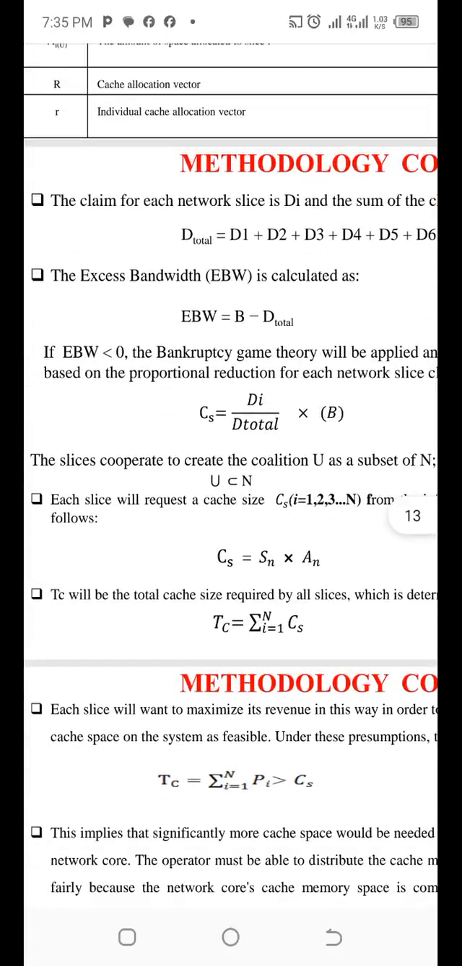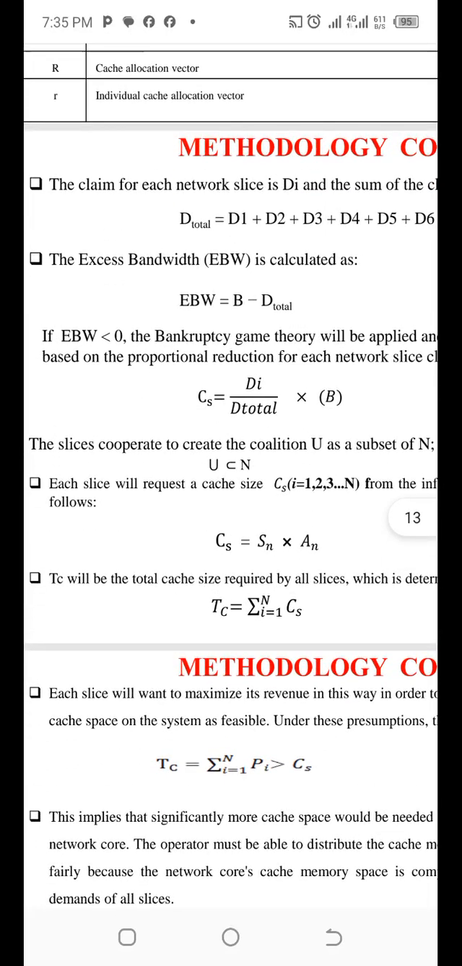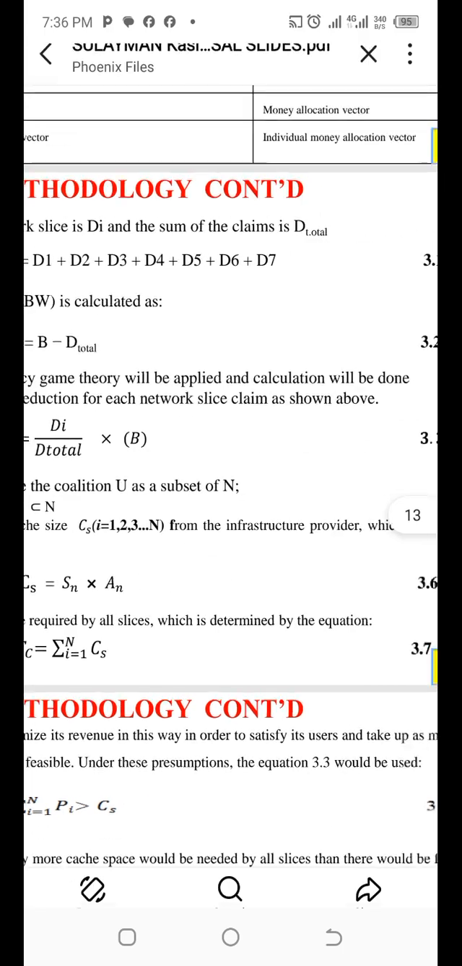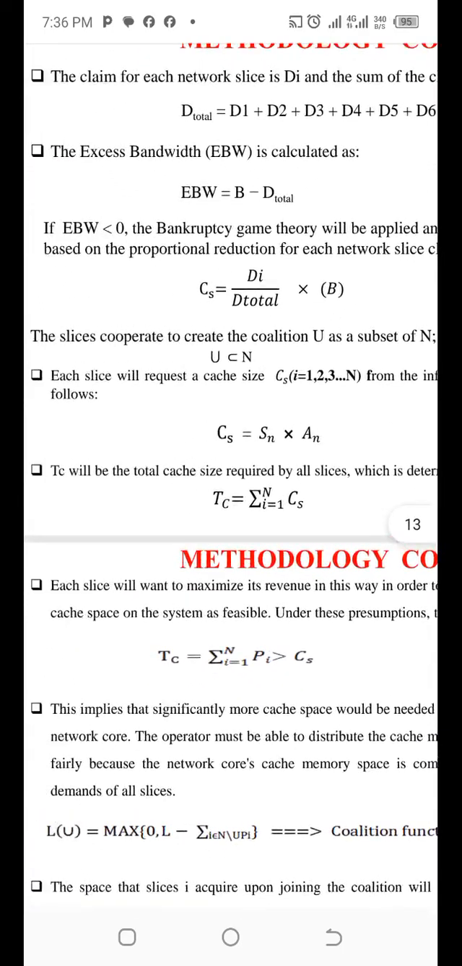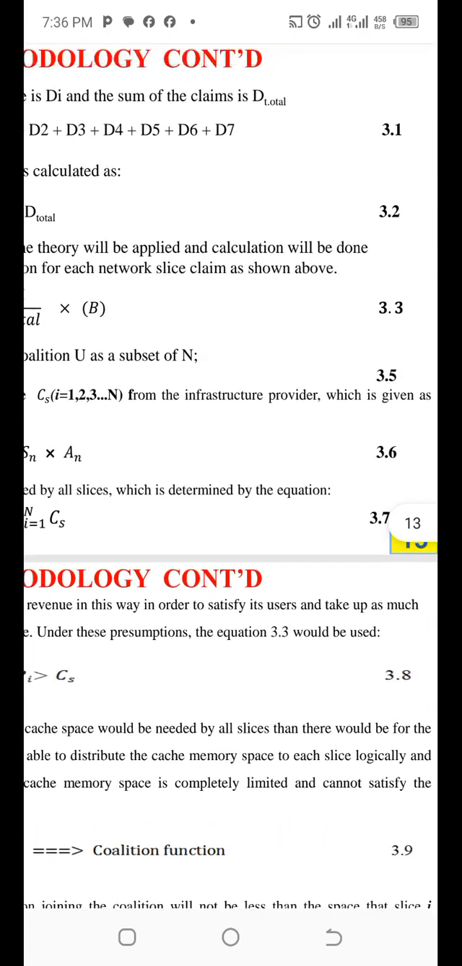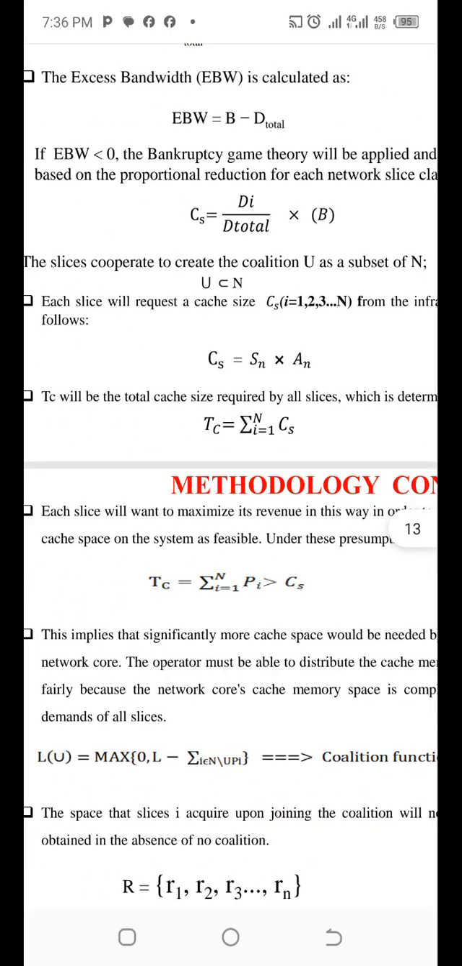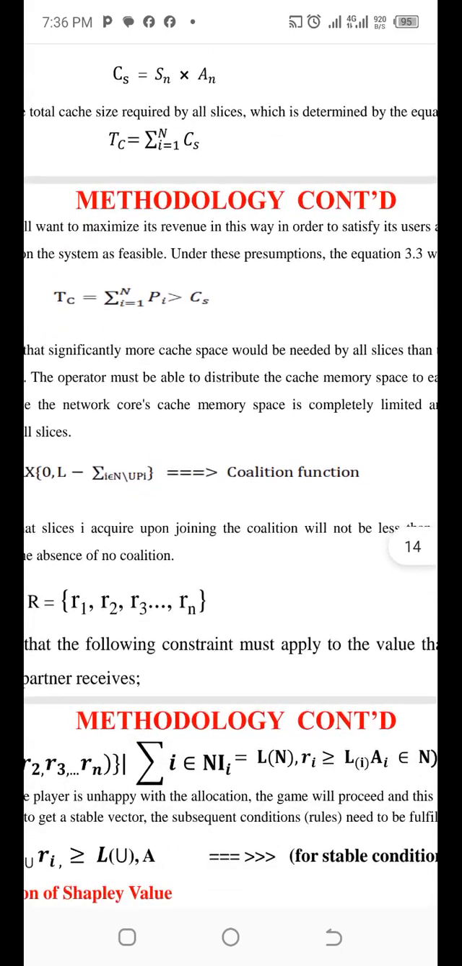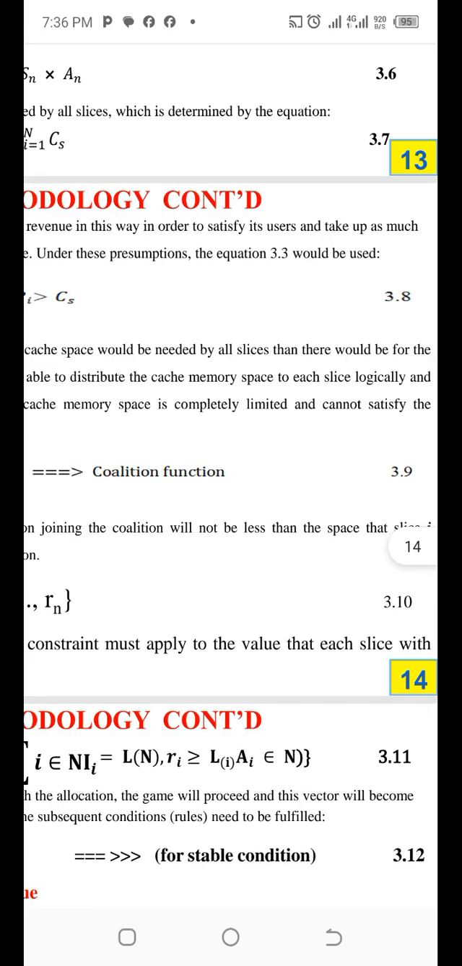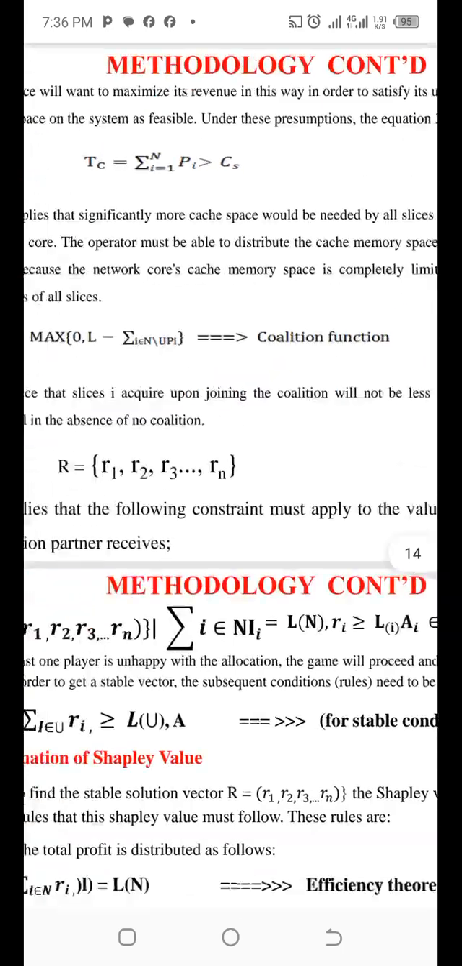Now, in order to calculate the total claim by each of the slices, we are going to use equation 3.1, and the excess bandwidth is going to be calculated using equation 3.2. And if the excess bandwidth is less than 0, then we are going to make use of the proportionality rule, which is shown in equation 3.3. And to calculate the total cache size that is needed by all the slices, we are going to use equation 7.